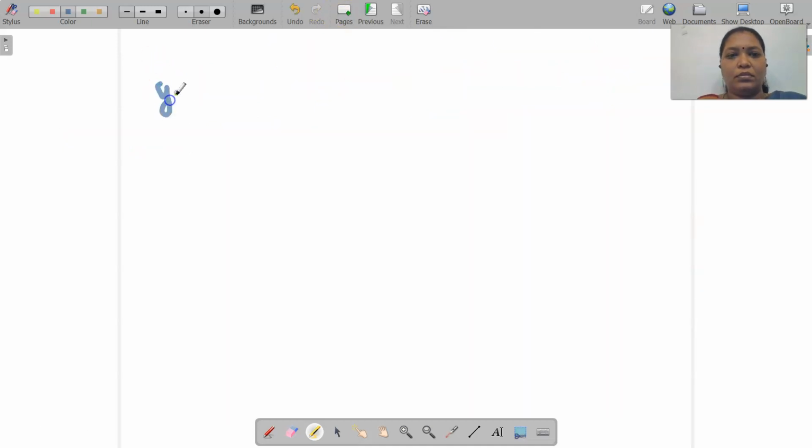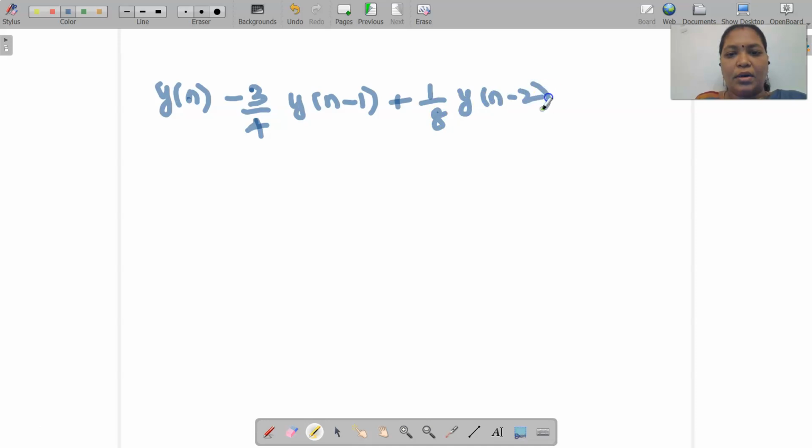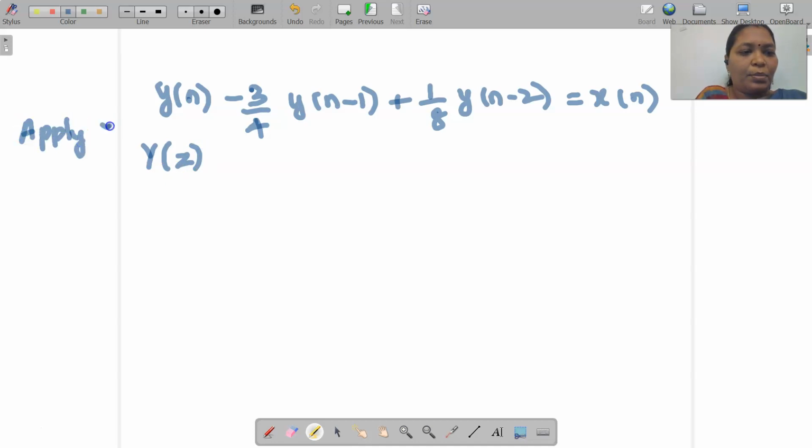So the given equation is y of n minus 3 by 4 y of n minus 1 plus 1 by 8 y of n minus 2 that is equal to x of n. So first apply the Z transform for this equation. So we know the Z transform of y of n is Y of z. So apply the Z transform for the given difference equation.